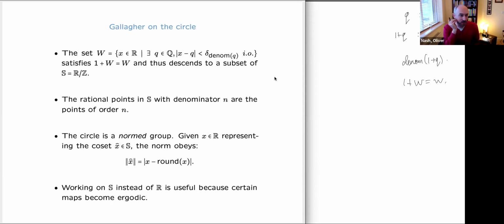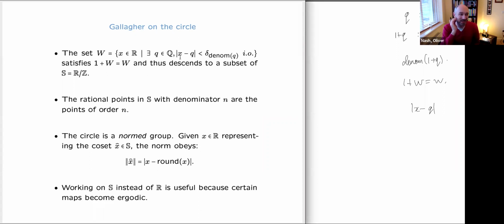And then when you pass to the circle, how much of the definition of this set W can we say intrinsically just in the language of the circle itself? Well, the rationals are just the points of finite order, and the rationals with a given denominator n are the points of order n. So we'll stop talking about rationals and just start talking about points of order n. And then the next thing, we need a notion of distance. We need to be able to talk about x minus q when we're down in the circle. But yes, the circle is a normed group.